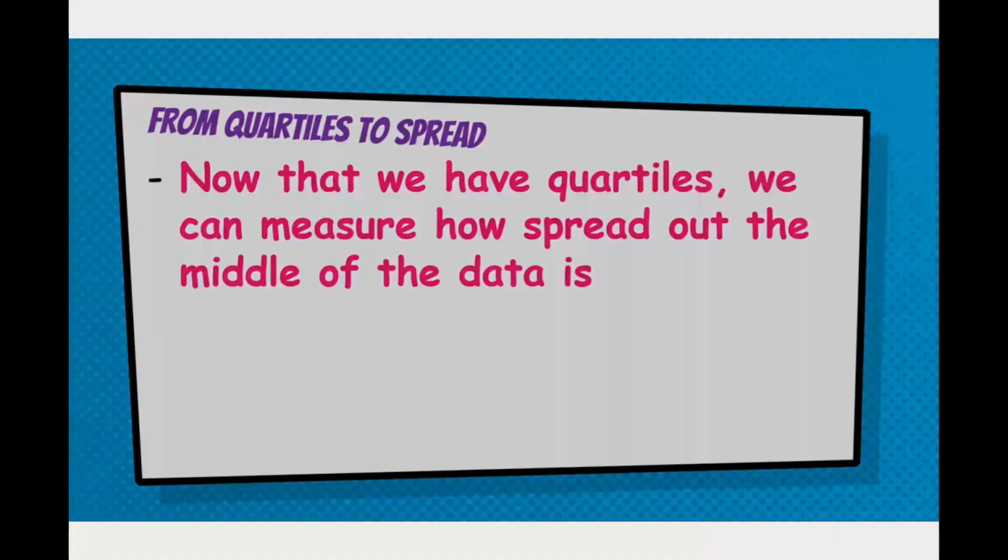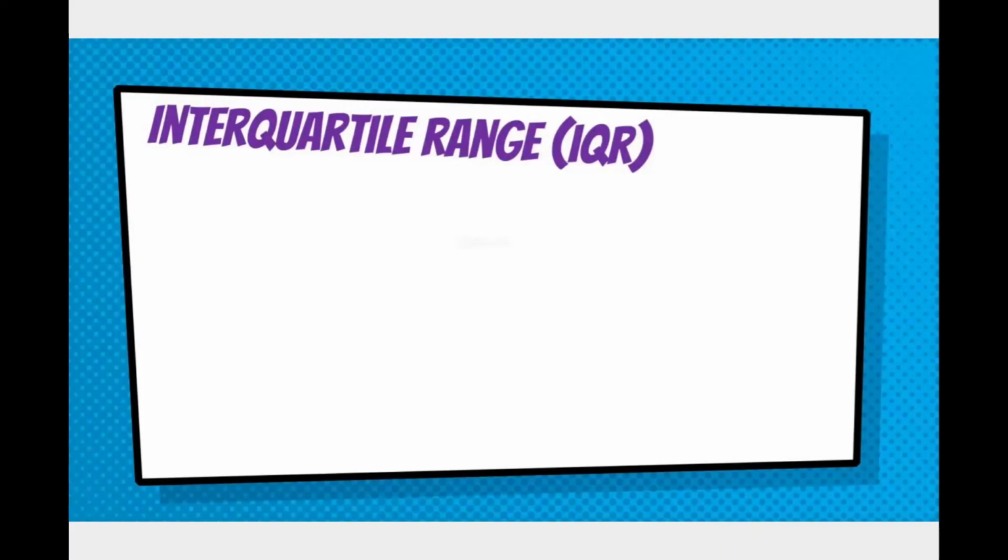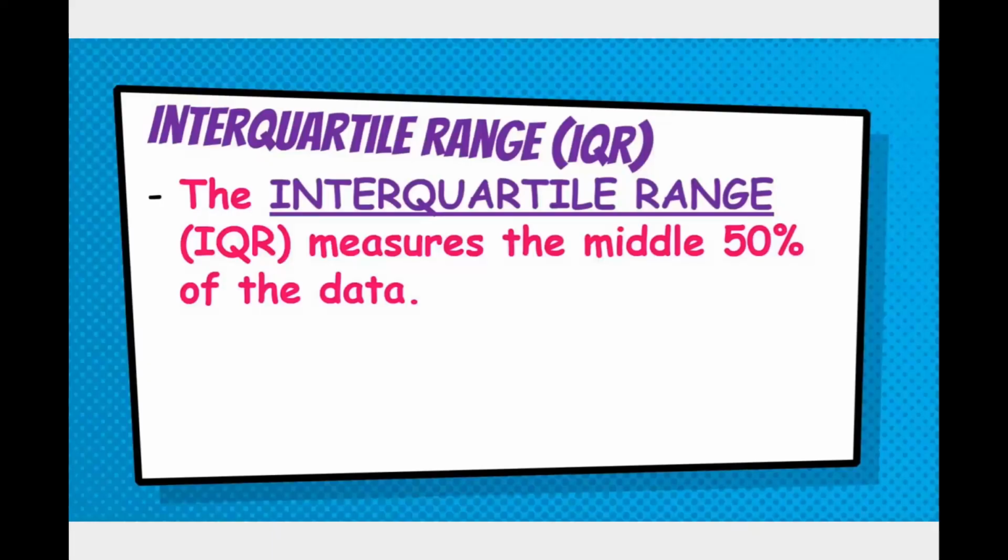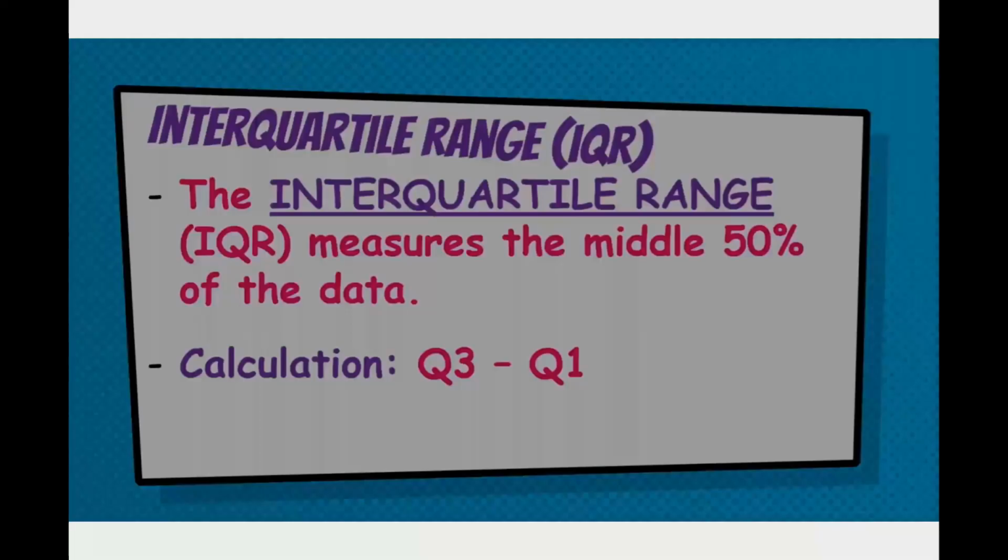So from quartiles to spread, now that we have quartiles, we can measure how spread out the middle of the data is, because that's important. It's one of the most important parts of this. And this is called our interquartile range, or our IQR. It's also an easy calculation, but it measures the middle 50% of the data. So not the middle, but the middle 50%. And we do that just by calculating Q3 minus Q1.